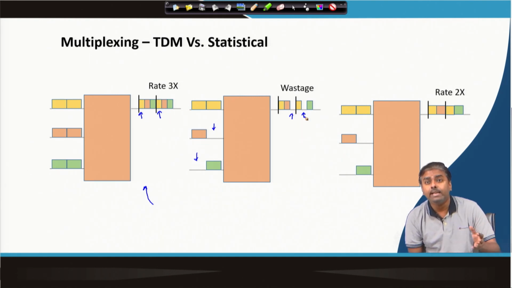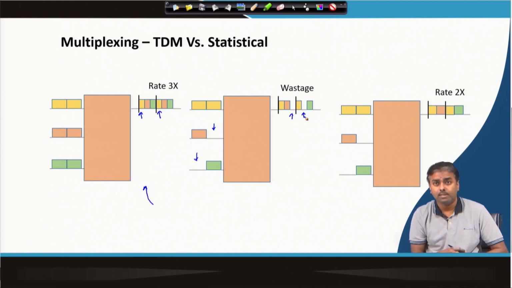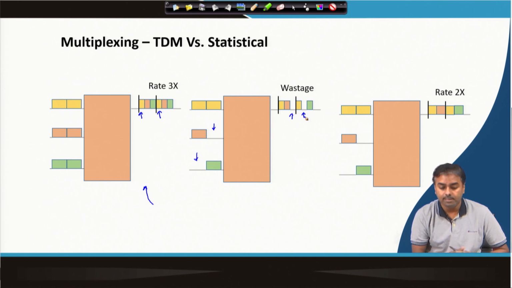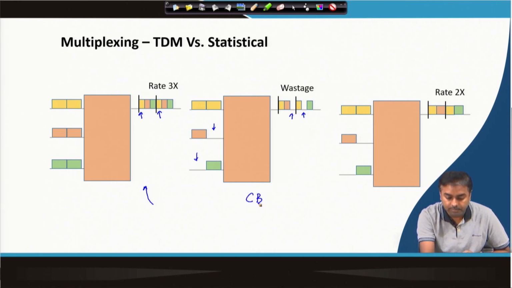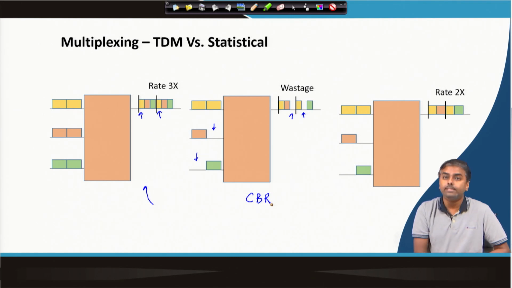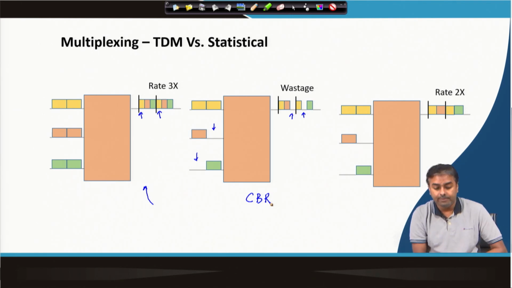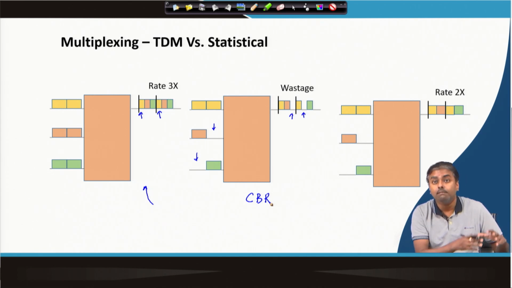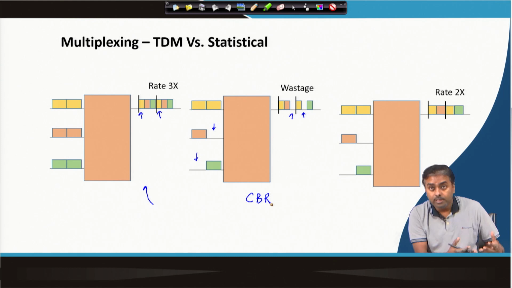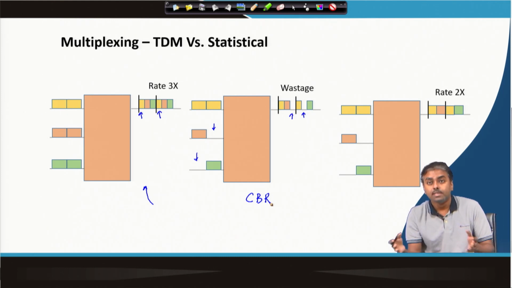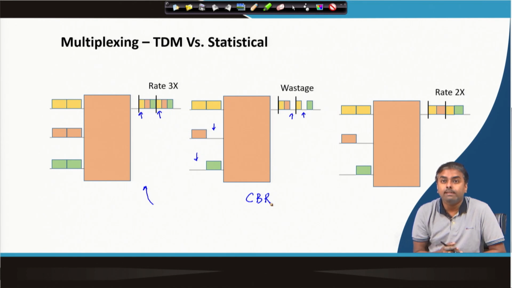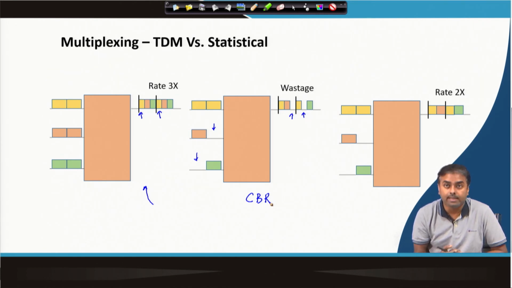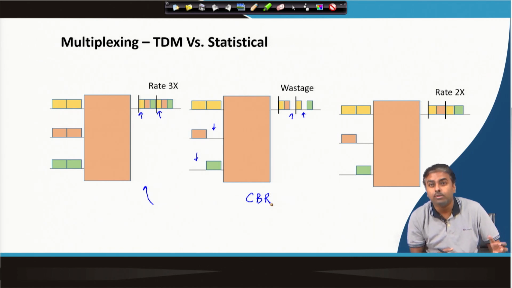If the incoming data is a continuous stream, a continuous bit rate kind of stream, they call it CBR, then it is very good, no problem with that. But if these incoming streams are more bursty in nature, that means they do not have a continuous bit stream. Sometimes there is a huge amount of data that comes in a burst, sometimes there is nothing. Generally, data services are like that.